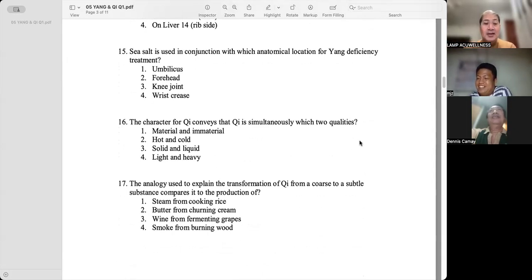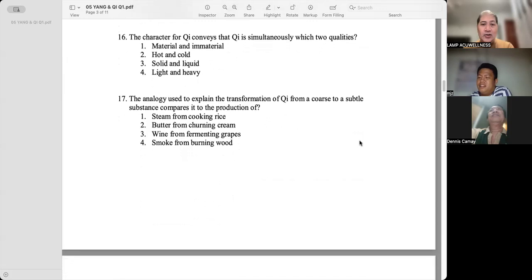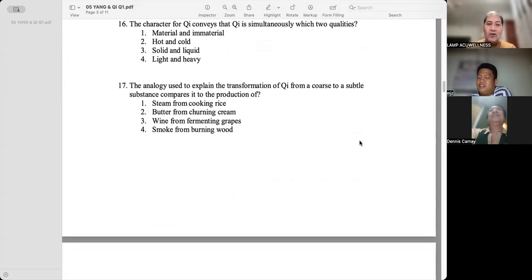Moxa. The character for chi conveys that chi is simultaneously which two qualities? Material and immaterial. The analogy used to explain transformation of chi from a coarse to a subtle substance compares it to the production of steam from cooking rice.